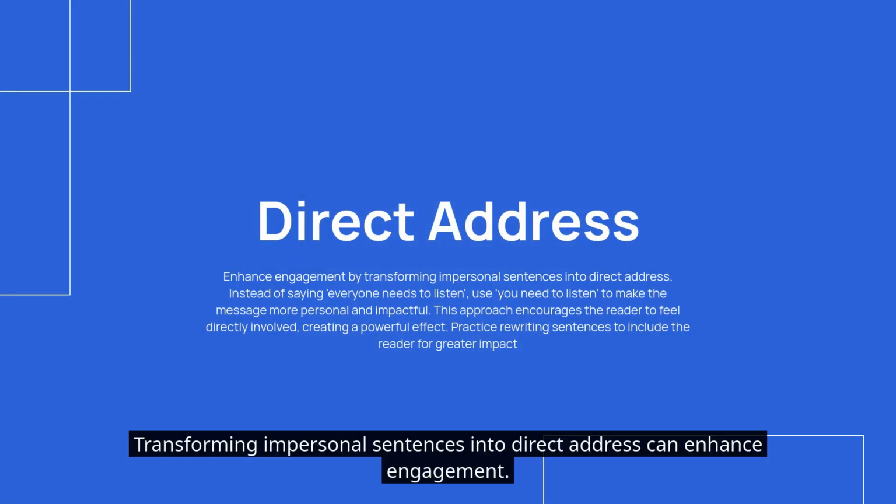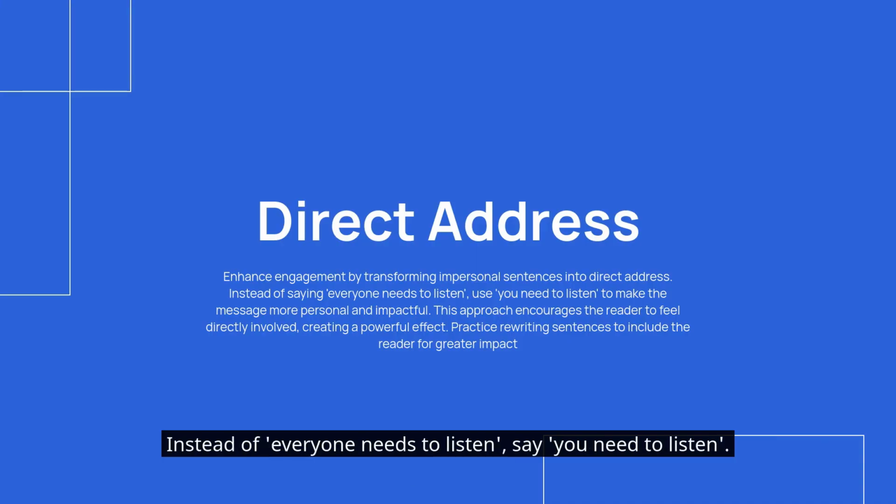Transforming impersonal sentences into direct address can enhance engagement. Instead of "everyone needs to listen," say "you need to listen." This shift makes the message more personal and impactful. Direct address encourages the reader to feel directly involved. Practice rewriting sentences to include the reader. It's a simple change with powerful effects.